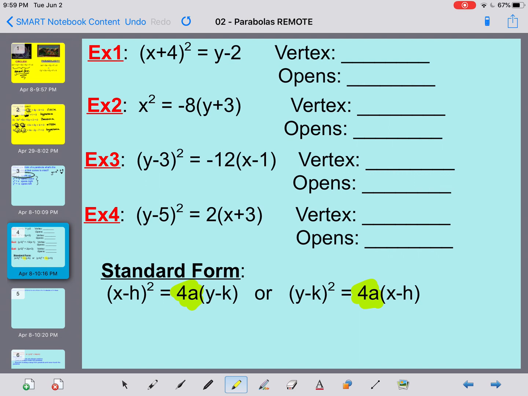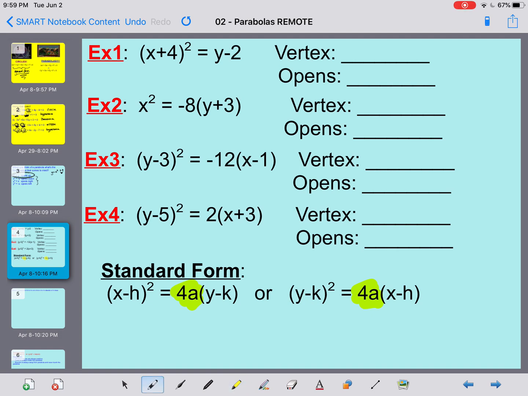This 4a is what's either going to stretch or compress the parabola. So the bigger that 4a value is, whatever that number is, the wider the parabola would be. It's going to be a really wide parabola. But if the 4a is a smaller number, then that parabola is going to be super narrow, right?